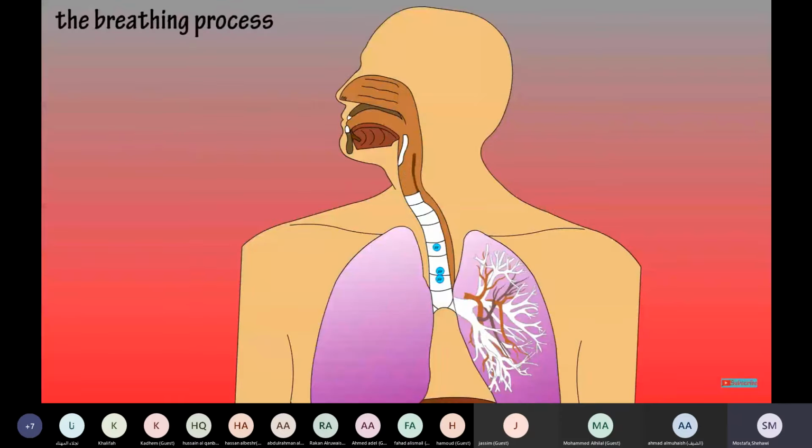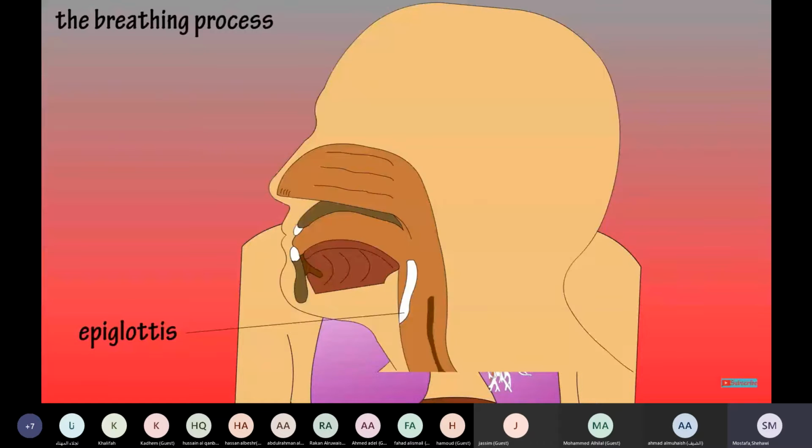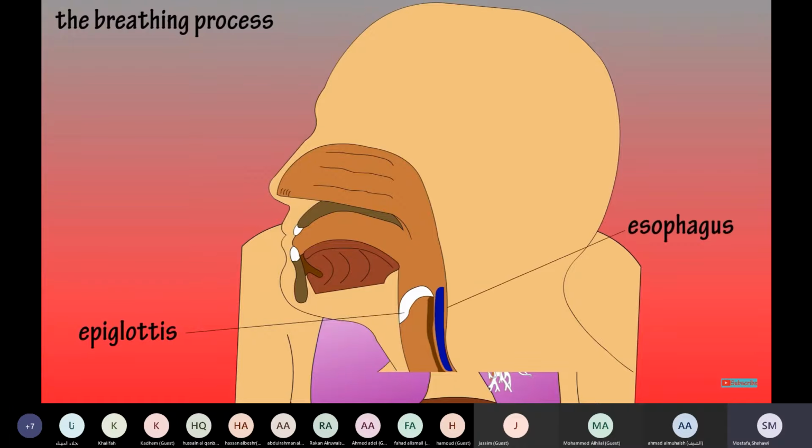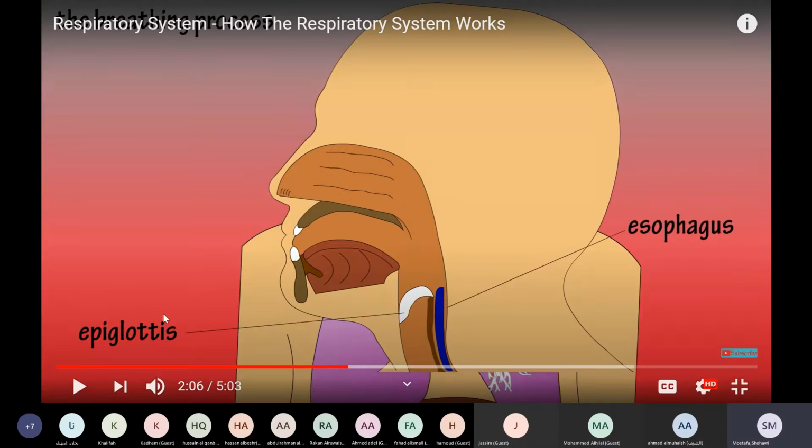One note here. This little flap-like structure is called the epiglottis, and it has an important function. During breathing, it is pointed upward, allowing airflow into the trachea. However, during swallowing, it folds down to prevent food from going into the trachea, directing the food into the esophagus. The epiglottis is very important, guys, because it prevents food and water from entering the passage of air here. Because if this happens, it will enter the lungs, and this will be a great problem for you.